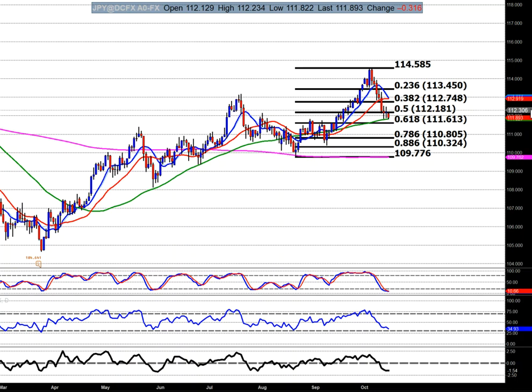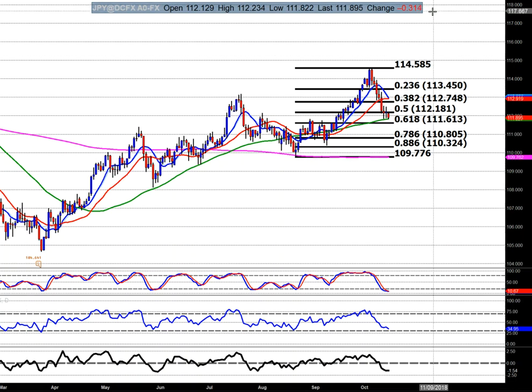Now, if we do lose the 55-day average and that 61.8, we've got 110.80 to follow. And obviously you've got the 200-day moving average at 109.76. So there are levels of support that will stop this free falling, I believe, unless the stock market spends another week hitting the floor. Then obviously dollar yen will go with it.